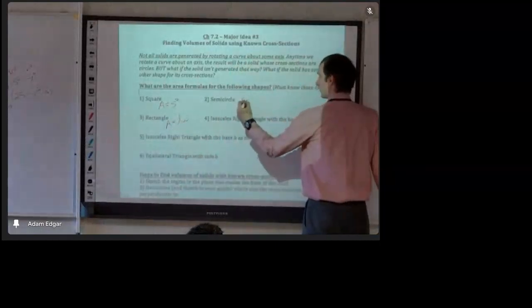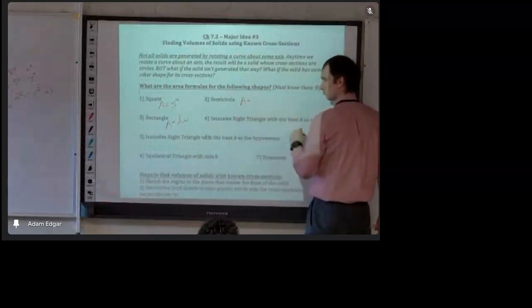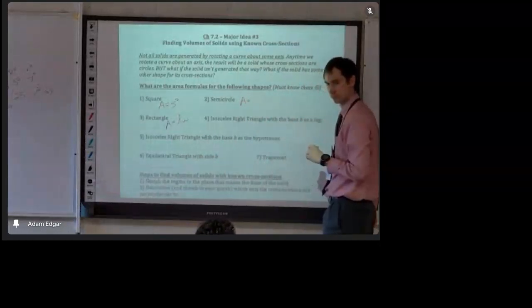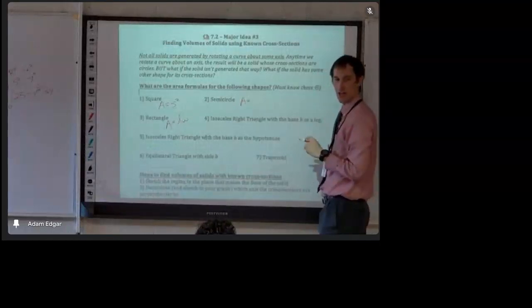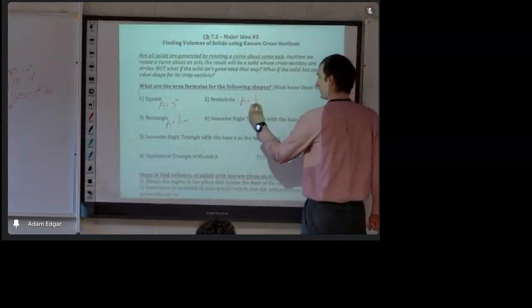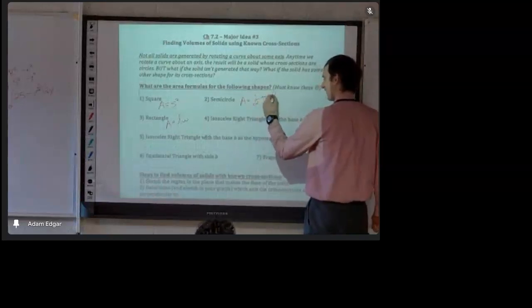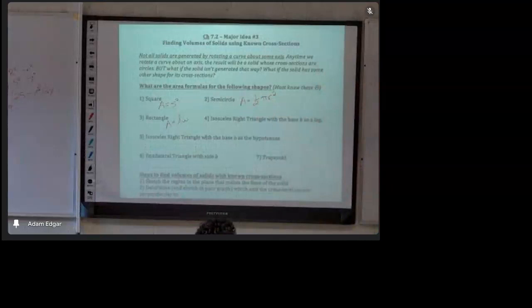What's the area of a semicircle? One half pi r squared, because that's half a circle. A circle is pi r squared, and a semicircle is half of that. I'm not a geometry teacher, but I'm pretty sure a semicircle is a half. Alright, so it is one half pi r squared. There you go. That's what I'm getting at.